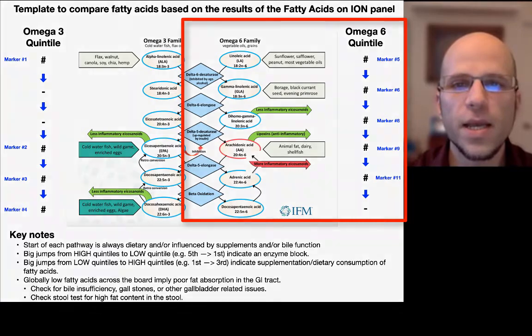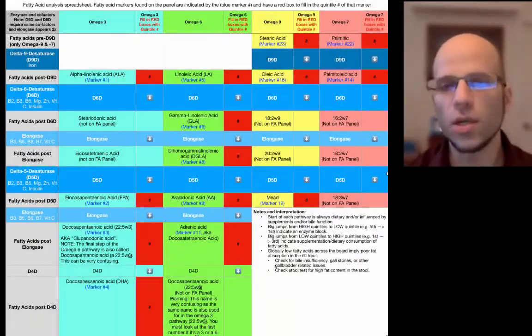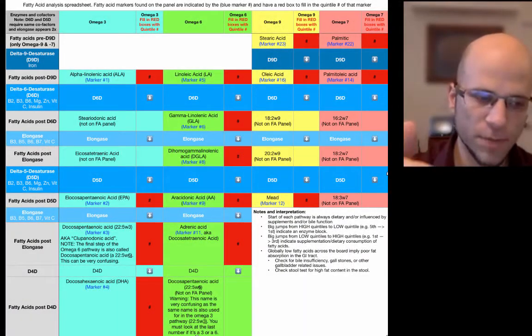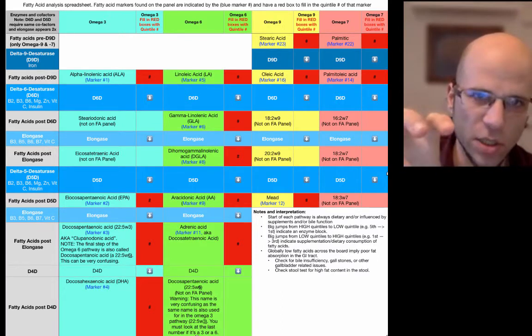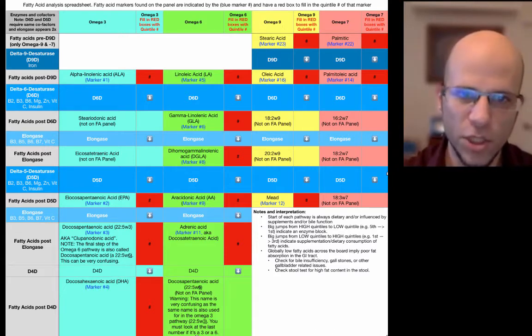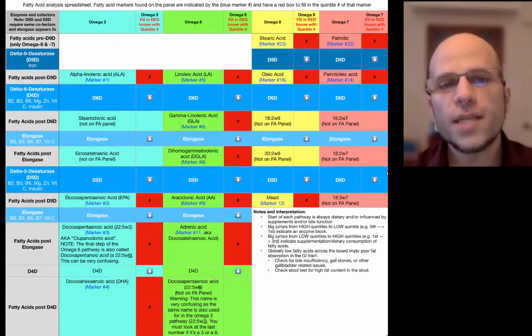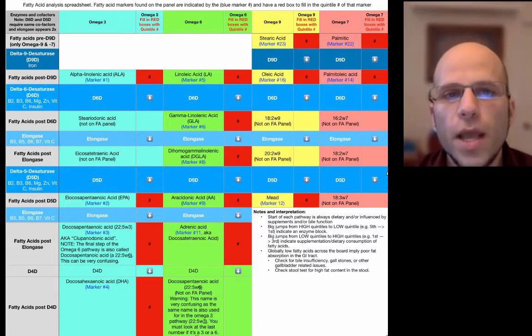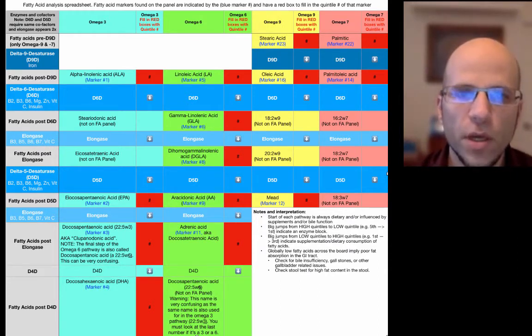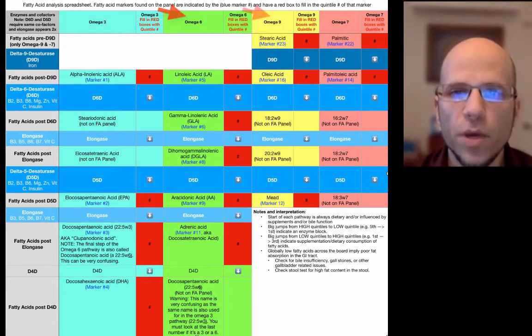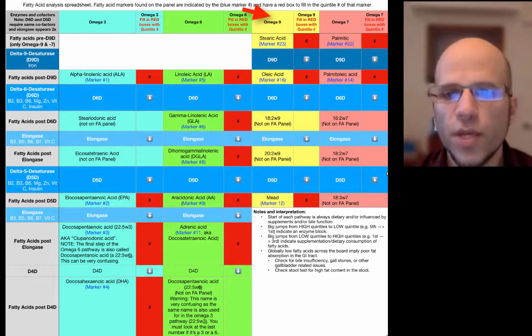So what I did is I made this spreadsheet, and this spreadsheet is available on the back end, the online community platform at the Kalish Institute. I just have to walk through it a little bit. This column here is the omega-3 pathway. This column in green is the omega-6 pathway. This is the omega-9 pathway. And the salmon color is the omega-7 pathway.